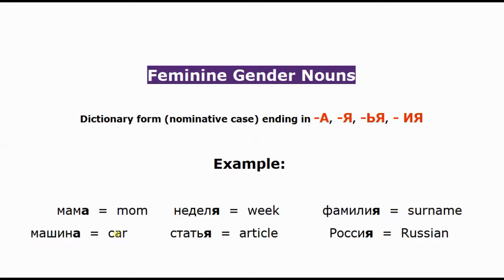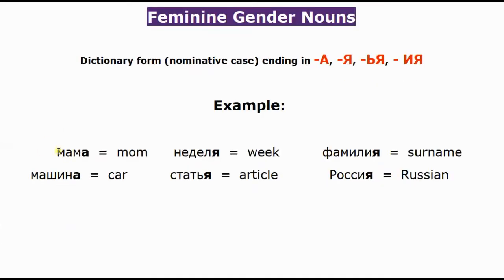Let me give you some examples. The first example is мама, which you can already guess means mom, and it ends in A, and of course it is of the feminine gender. Then we have машина, meaning car. It ends in the vowel A, so the noun машина is of the feminine gender.